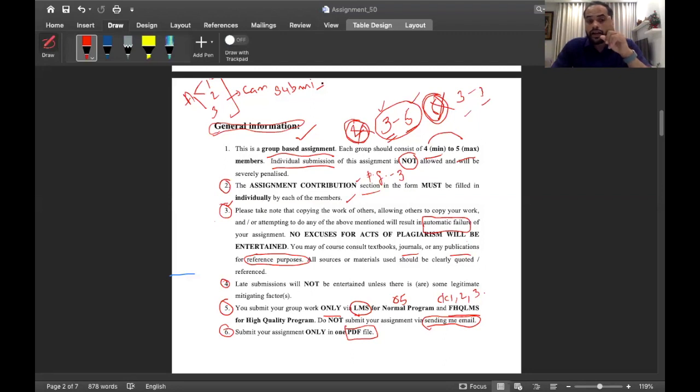Understand? I repeat again, one group, one submission. If one group has 3 members, any student can submit, maybe this one, maybe this one. So make sure you decide who will submit, because sometimes one student submits and another student also submits, right? Please don't do that. One group, only one student will submit. Anybody can submit, no problem.